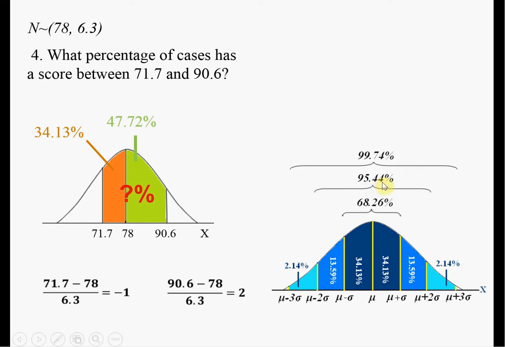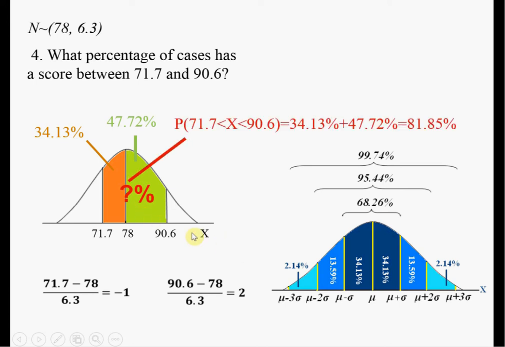95.44%. Now for the entire interval, this asymmetrical interval, you put the two slices together to obtain the size. Okay. So the entire interval is the combination of 34.13% and 47.72%, which gave us 81.85%.